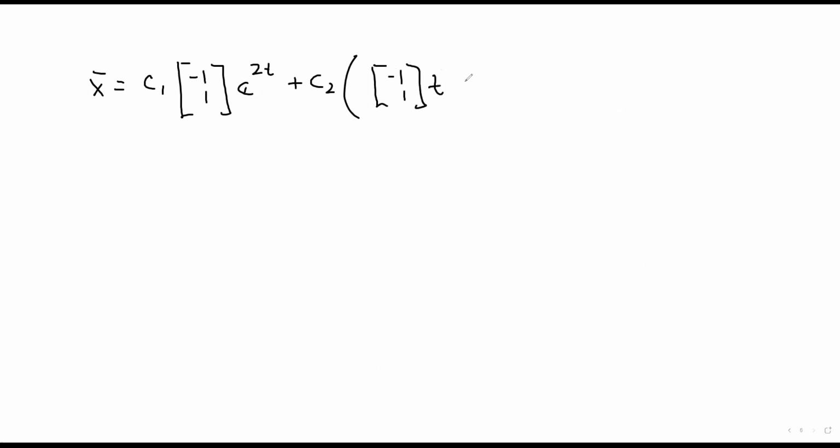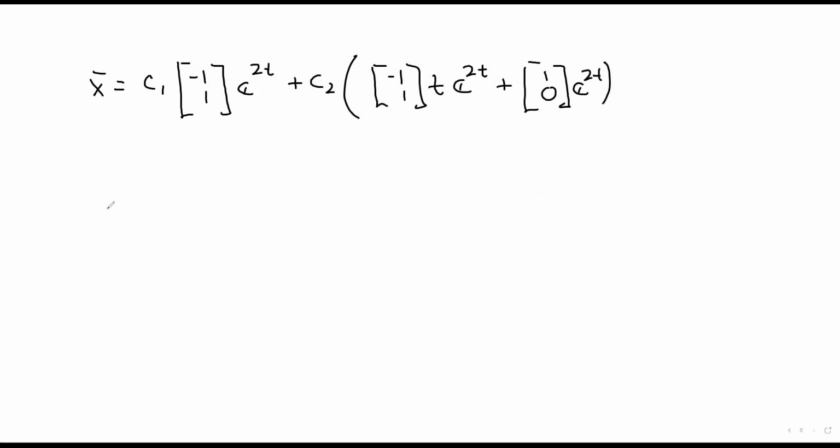our final solution here. So we're going to have C1 times our first solution, which is (-1, 1) e to the 2t, plus C2 times our second solution, which is (-1, 1) t e to the 2t plus (1, 0) e to the 2t.